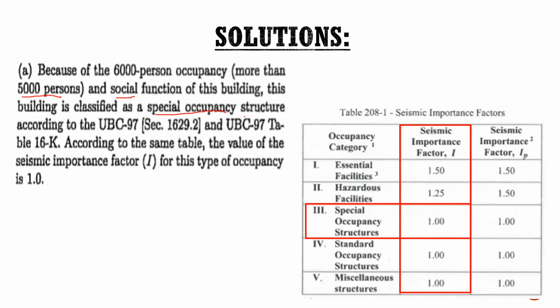Okay? And the table that we will use, guys, is NECP only. So we will not use the UBC; we only use NECP here. So if this is a special occupancy, then our importance factor is 1. Okay? So that is the answer, guys, for importance factor.